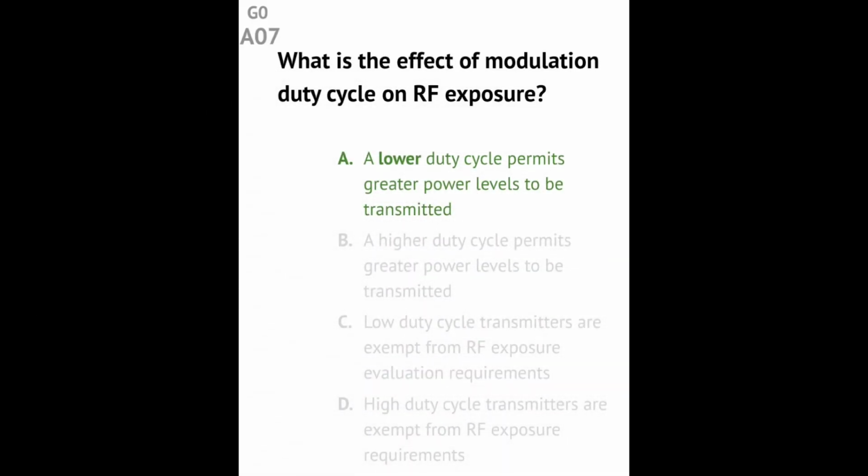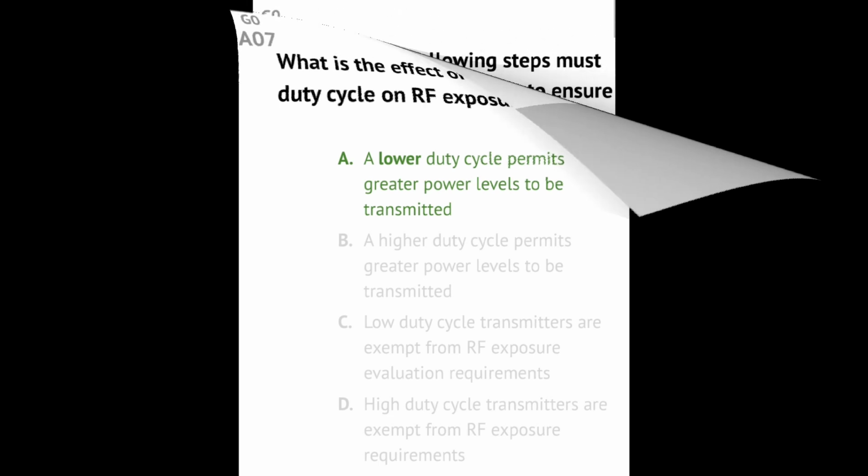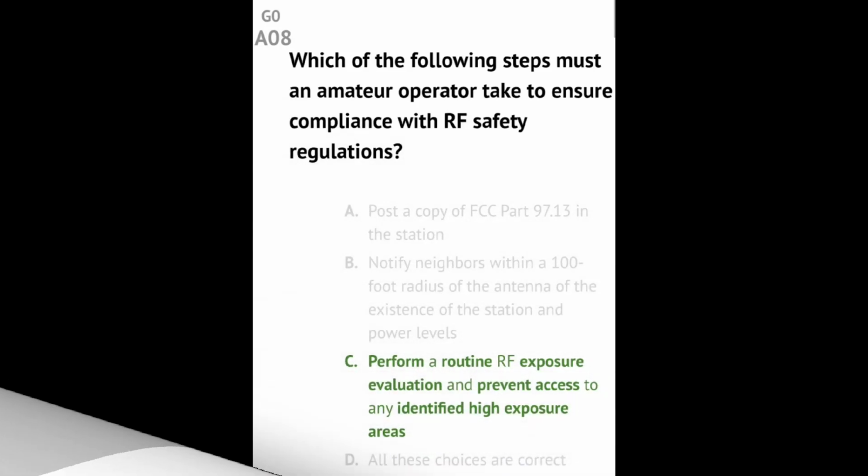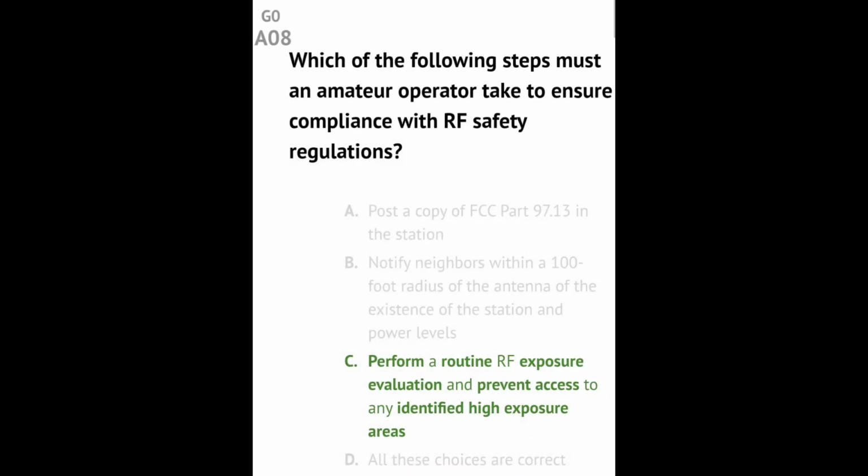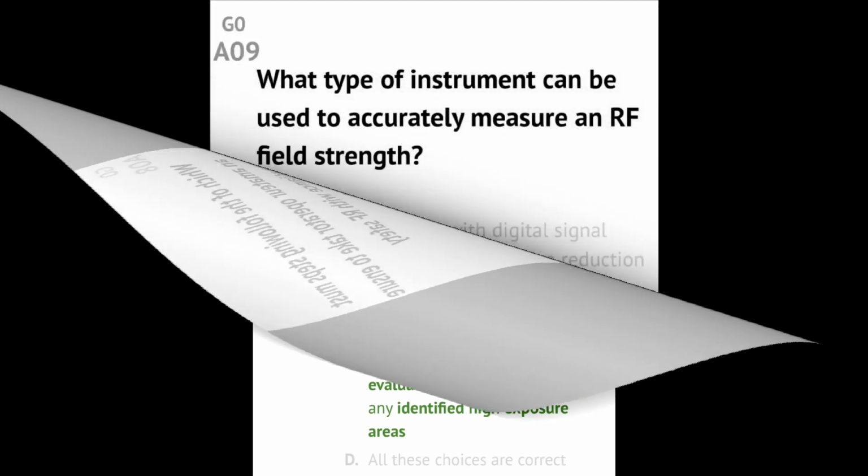Question G0A07. What is the effect of modulation duty cycle on RF exposure? Answer: a lower duty cycle permits greater power levels to be transmitted. Question G0A08. Which of the following steps must an amateur operator take to ensure compliance with RF safety regulations? Answer: perform a routine RF exposure evaluation and prevent access to any identified high exposure areas.